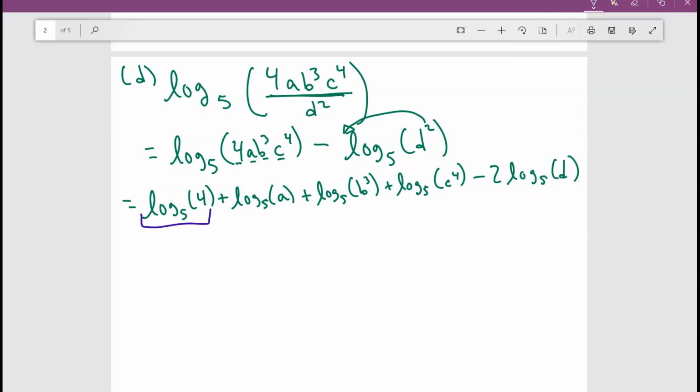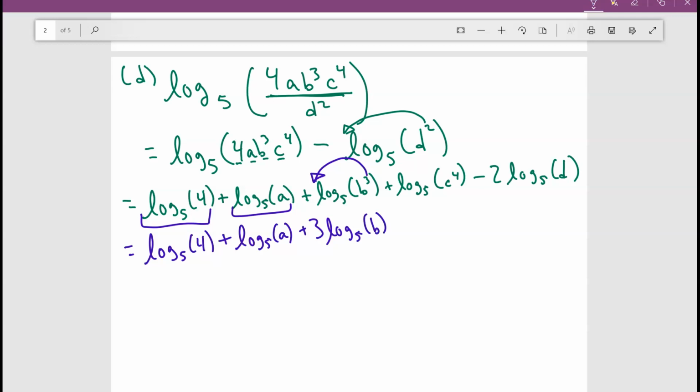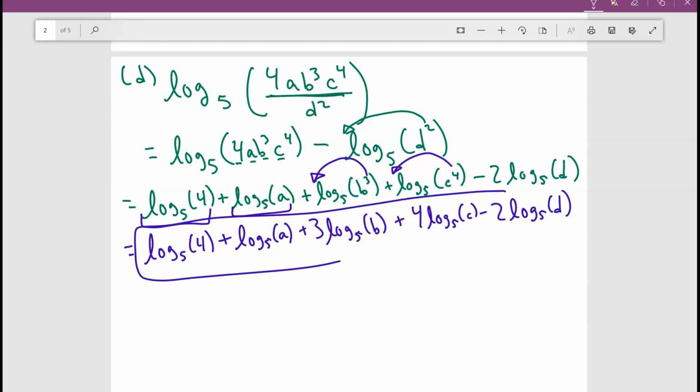This one we cannot simplify anymore, so that's just going to stay as log 5 of 4. This one I can't do anything else, log 5 of a. The 3 can go to the front, 3 log 5 of b. The 4 can go to the front, 4 log 5 of c. And then this minus 2 log 5 of d. Okay, and that is going to be my final answer.